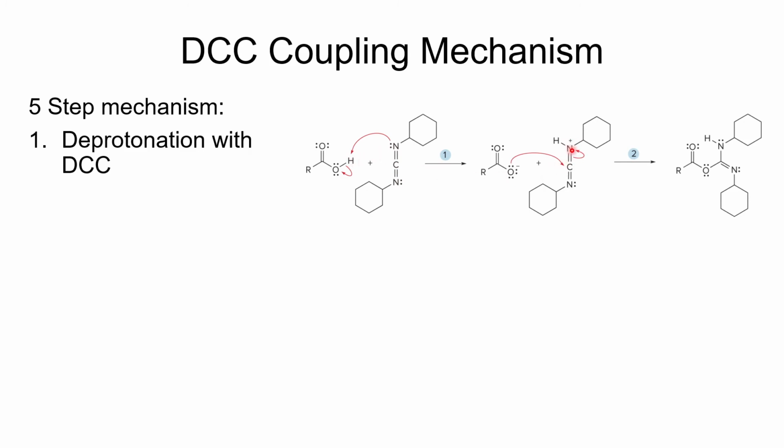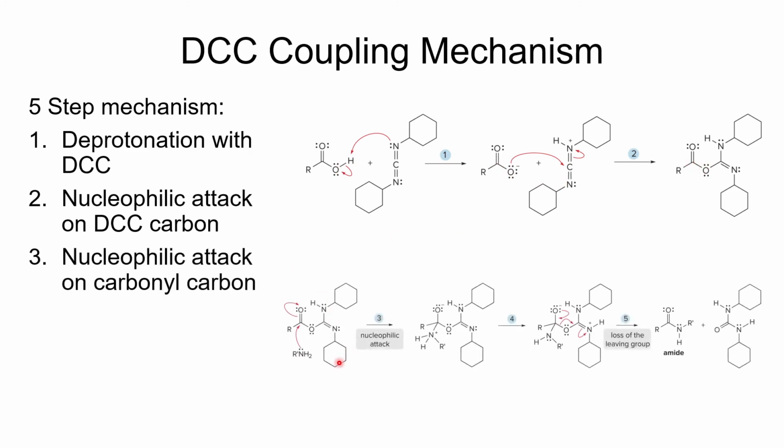And so now we've got this hydrogen bonded to the nitrogen, and we've got this carboxylate. That carboxylate is going to act as a nucleophile to attack the carbon on the DCC. And when it does, we'll get this new bond, and that new bond makes this carbon more electrophilic now. So now we're going to have a nucleophilic attack by our amine on the carbonyl carbon. And when we do, we create our favorite tetrahedral intermediate that we've seen a gazillion times.